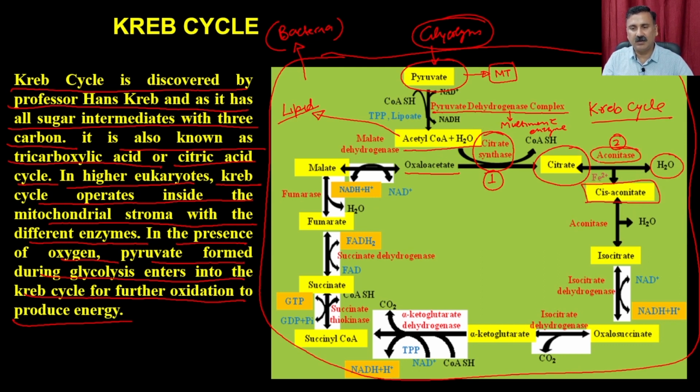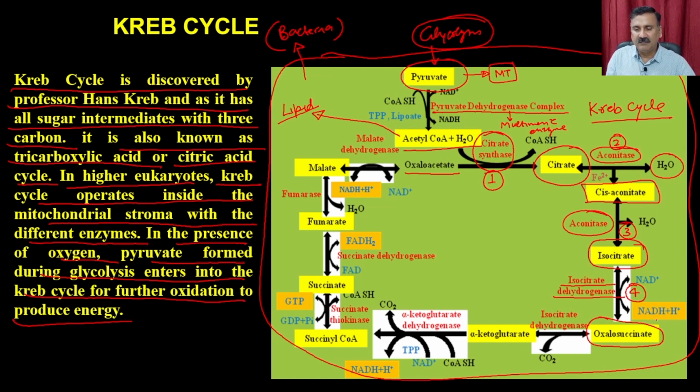So aconitase is going to catalyze the dehydration reactions, and that's how it is going to produce the cis aconitase. Now it's going to have another round of dehydration, and as a result, the cis aconitase is going to form the isocitrate. So this is the third reaction, and then the isocitrate is going to get converted into the oxaloacetate, and this step is catalyzed by an enzyme called isocitrate dehydrogenase, and this is reaction number 4.